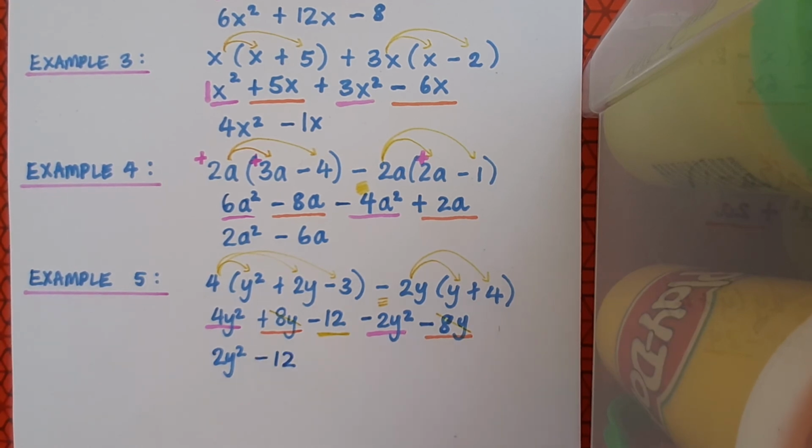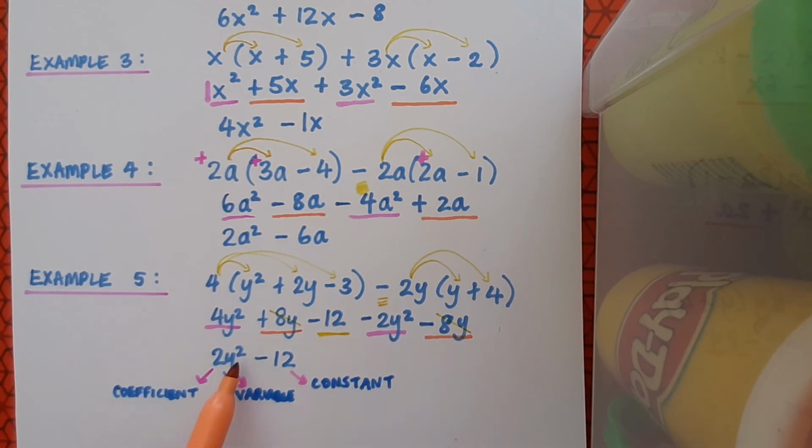Again, let's just take a moment to reflect back on our vocabulary. What do I call a number like this in front of a letter? It's a coefficient. What do I call the letters in an algebraic expression? They're called the variables. And what do I call a number by itself with no letters? It's called a constant. And what do I call one of these guys? A power of 2 or a power of 3? Well, it can be called a power, but it can also be called an exponent.